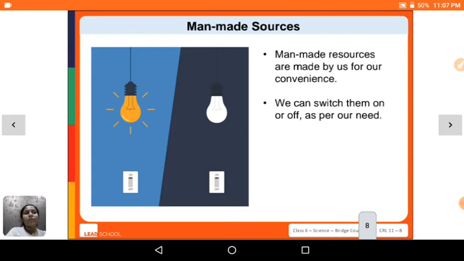So man-made sources are made by us for our convenience. We can switch them on or off as per our need.